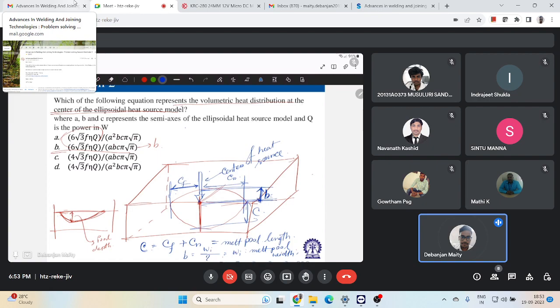and this, sorry, this is something else. Basically, I wrote both the things as C, that's why I removed that. So let's say this is D. So what is D? D is the melt pool depth. That's how this adaptive source model works, right?